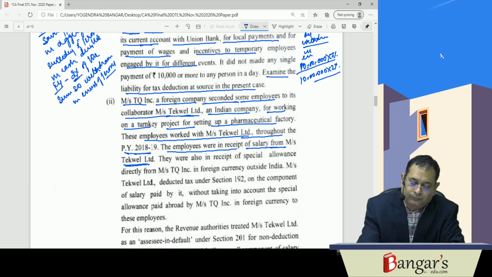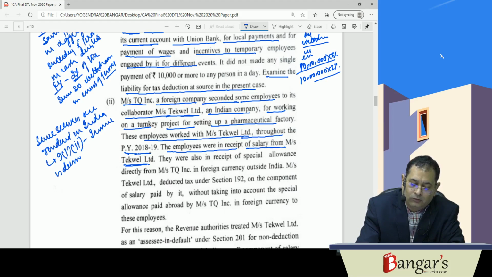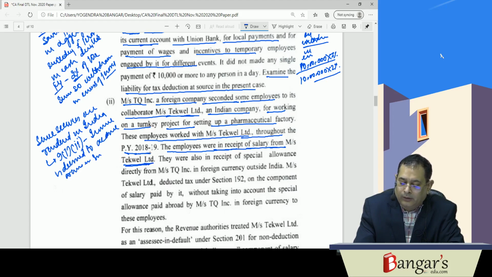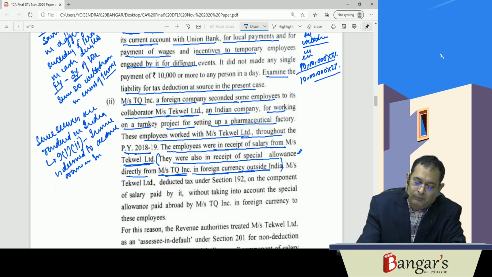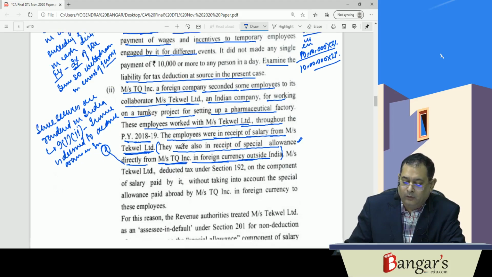So basically, here since services are rendered in India, as per section 9(1)(ii), income is deemed to accrue or arise in India. Salary income is deemed to accrue or arise in India. And they were in receipt of salary from Techwell Limited. They were also in receipt of special allowance directly from TQINC in foreign currency outside India. So they are in receipt of this special allowance directly outside India, but basically these allowances are also deemed to accrue or arise in India.